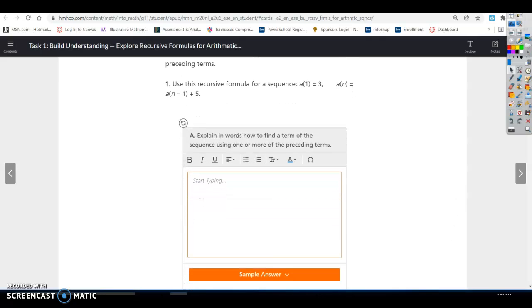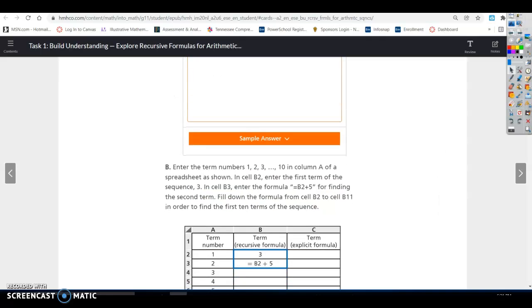It says, explain in words how to find a term of the sequence using one or more of the preceding terms. If you have one or more of the preceding terms, you would simply add the common difference to get to the next term, and you would keep adding the common difference to get to the next term and the next term, because remember, an arithmetic sequence means there is a common difference, so you can add the same number to get to the next term.